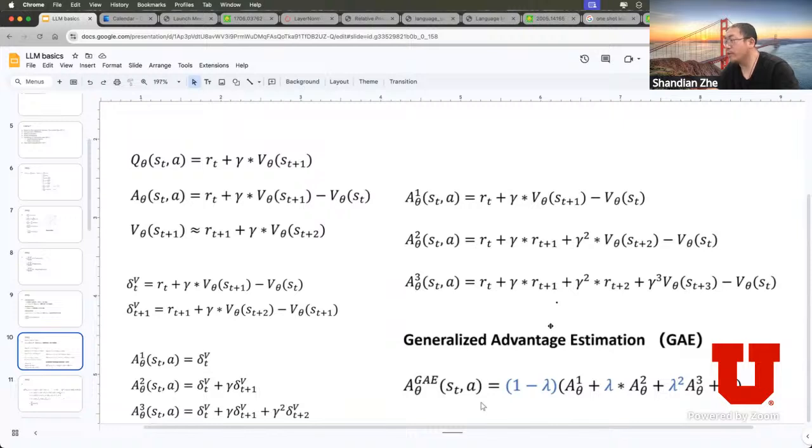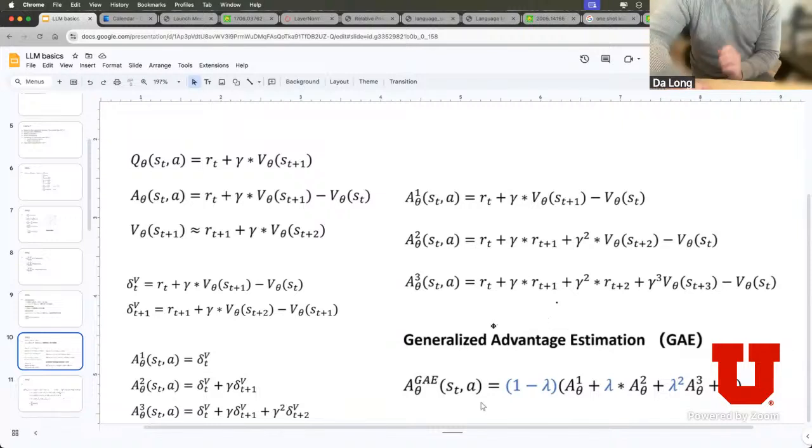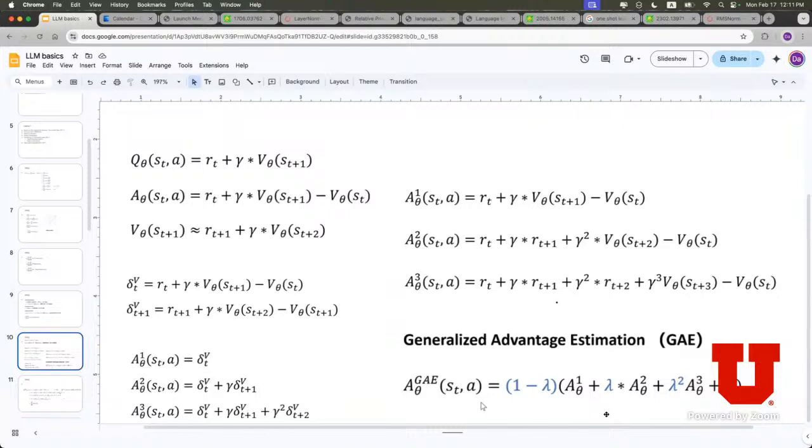If you look at GAE, you're doing a weighted combination. They use a weighted combination of the A thetas for the advantage estimation. Yes, but I think the normal advantage function is just A theta 1. GAE is kind of like a V2 version of the advantage. So you see, it's called advantage estimation. So it's always an estimation. It just depends on how we do the estimation.